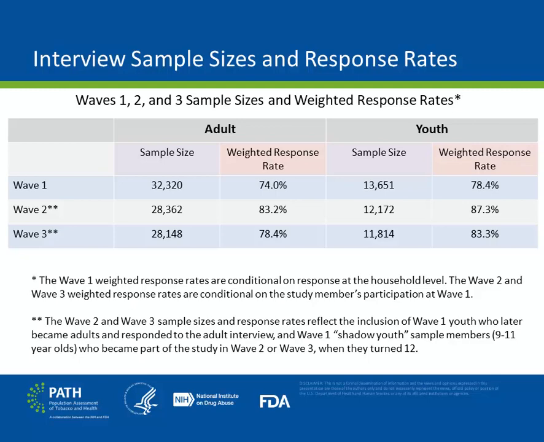Please note the Wave 2 and Wave 3 weighted response rates are conditional on the study member's participation at Wave 1. In addition, the Wave 2 and Wave 3 sample sizes and response rates reflect the inclusion of Wave 1 youth who later became adults and responded to the adult interview, and Wave 1 shadow youth sample members who are between 9 to 11 years old and became part of the study in Wave 2 or Wave 3 when they turned 12. All sample sizes and weighted response rates are available in the PATH Study User Guide.